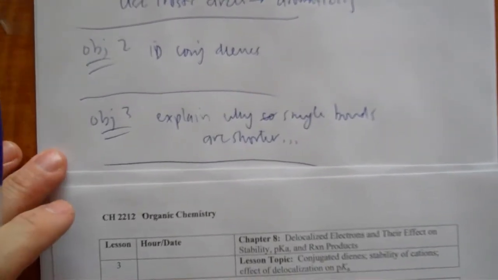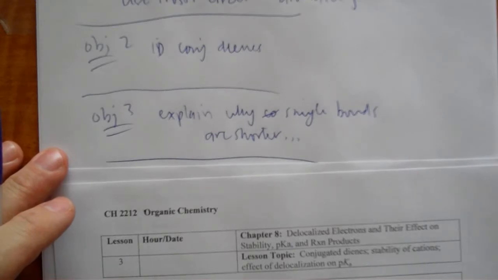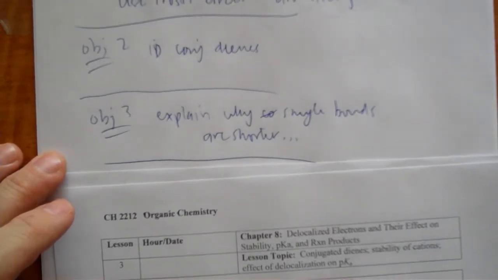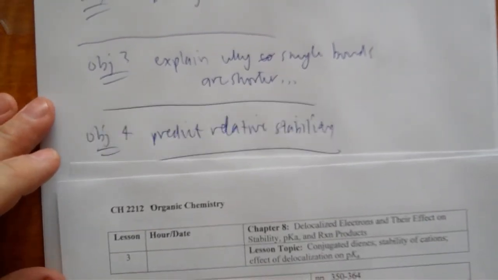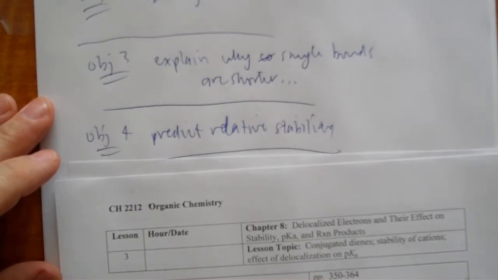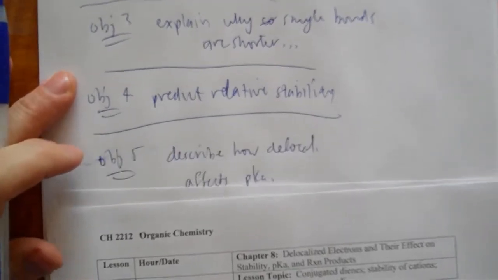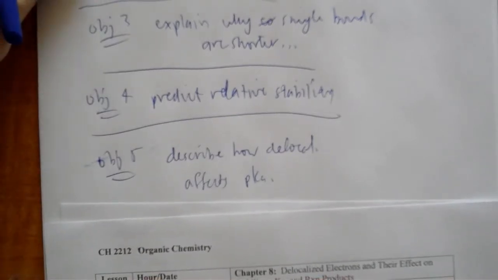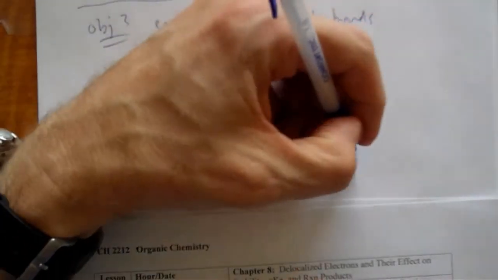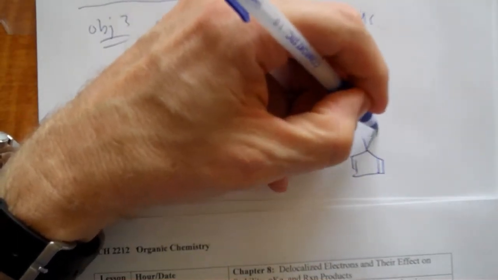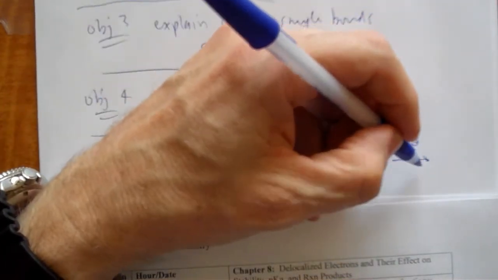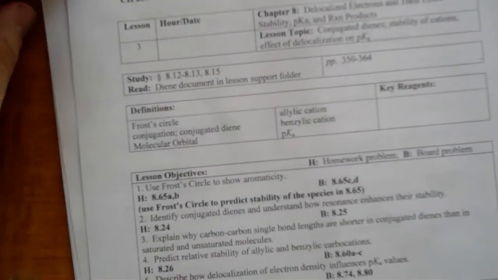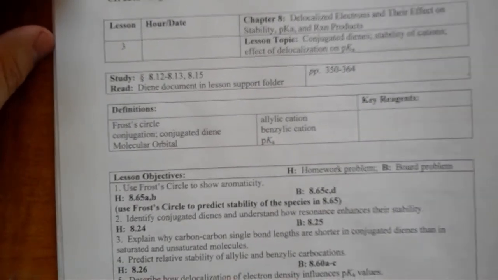Objective 3, explain why single bonds in conjugated dienes are shorter and stronger, which you touched on yesterday with the amino acid example. Objective 4, predict the relative stability of allylic and benzylic carbocations. And objective 5 is describe how delocalization of electrons affects pKa, which we touched on with that example. That was the point of that reaction. Okay, so those are they, and let's start with the Frost circles.